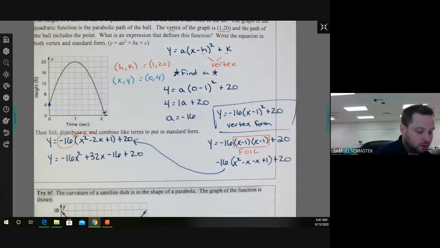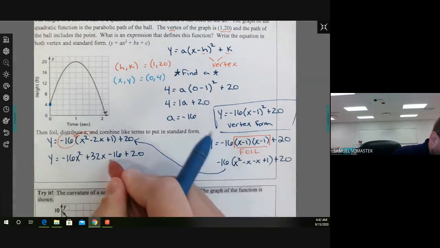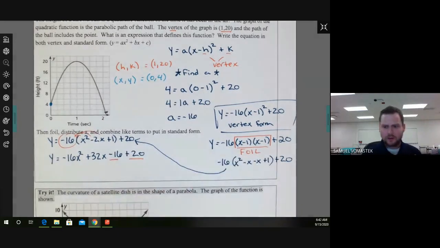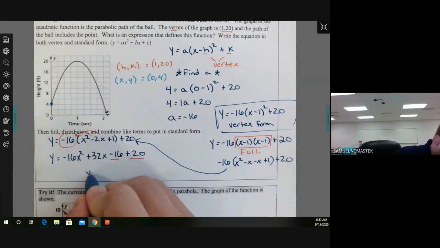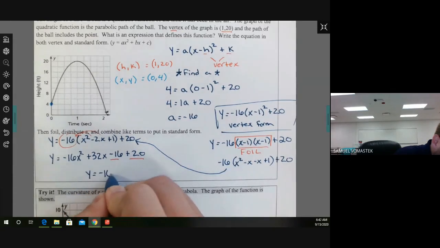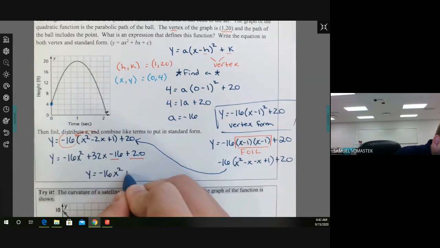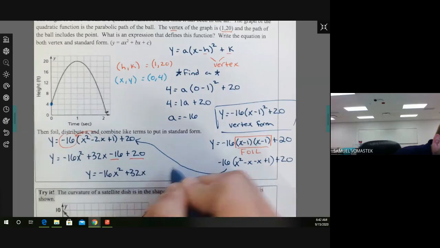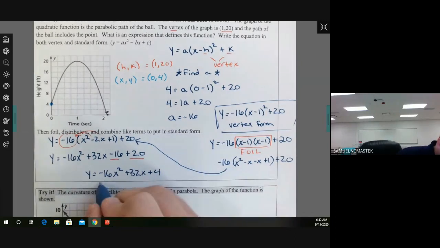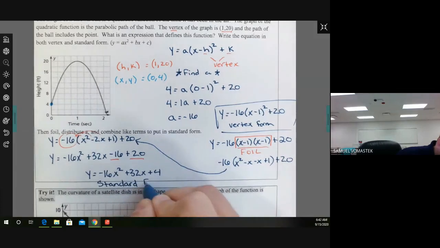Last thing I do is combine like terms. This negative 16, positive 20, they're like terms. They don't have any letters attached to them at all. So we can combine them. And our final answer would be y equals negative 16x squared plus 32x plus 4. And that would be our standard form.